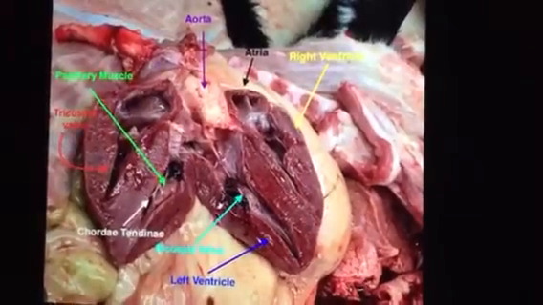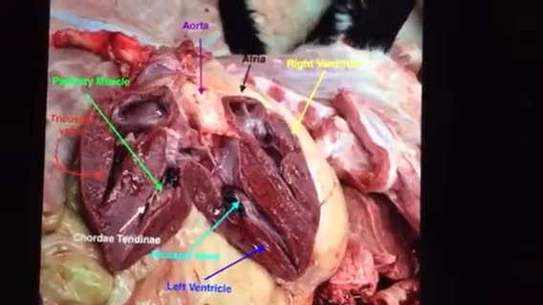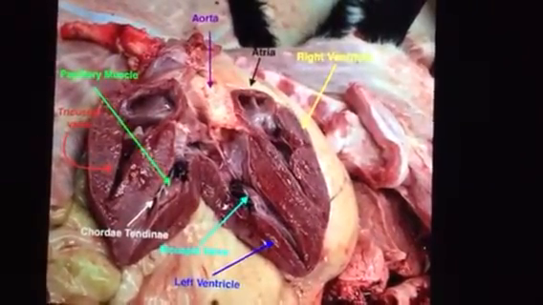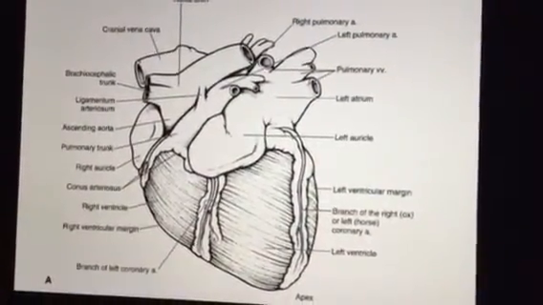The tricuspid valve lets blood flow from the right atrium to the right ventricle, and the bicuspid valve lets blood flow from the left atrium to the left ventricle. Similar valves are the aortic and pulmonary valves.